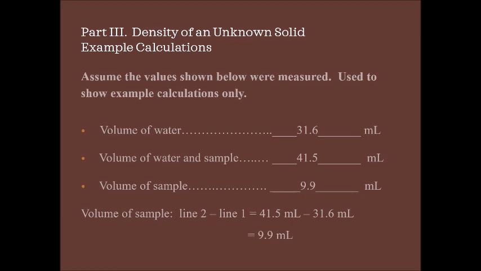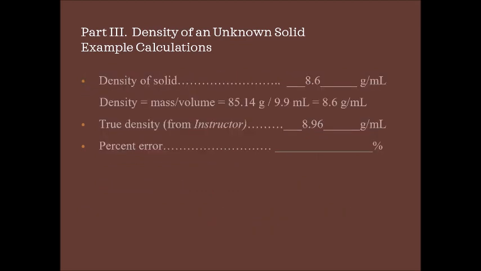Okay, you have your sample in your volume of water. You read that, and notice since it's a 50 milliliter graduated cylinder, we are reading to the 0.1 milliliter. You subtract line 1 from line 2, and that gives you the volume of your solid sample. So the density is equal to mass divided by volume. What we have here is the mass was 85.14 grams, the volume was 9.9 milliliters, so we get a density of 8.6 grams per milliliter.